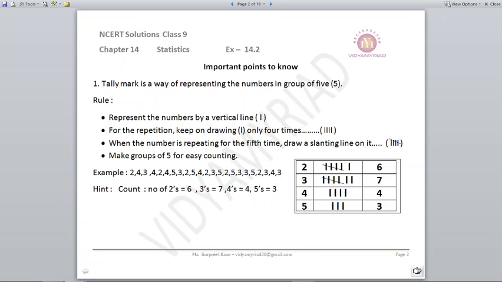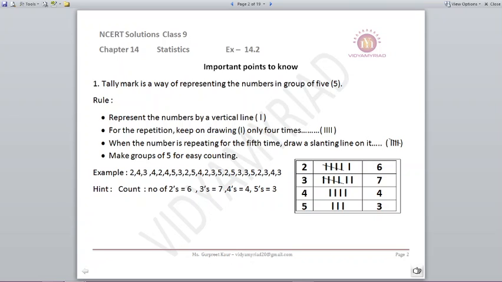Here, your number will be represented by a vertical line, or you can write it as a capital I, a standing line. You will represent one number by one line. If that number is repeating, you will add more lines, but only up to 4 times. Now if you look at the example, you have 2. If I count it, it appears 6 times.